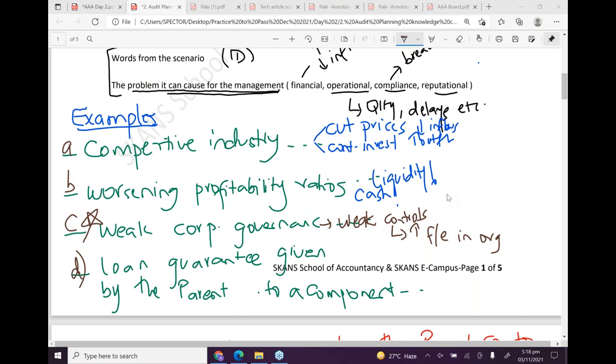Janet, absolutely not. A lot of students would end up writing things like loss of reputation. There is no link to that at all. Yolanda's answer is absolutely correct. If the component is unable to repay its loan, the parent company would have to pay it, which is basically cash outflow. So in case the component defaults, we are majorly concerned about the cash outflow.